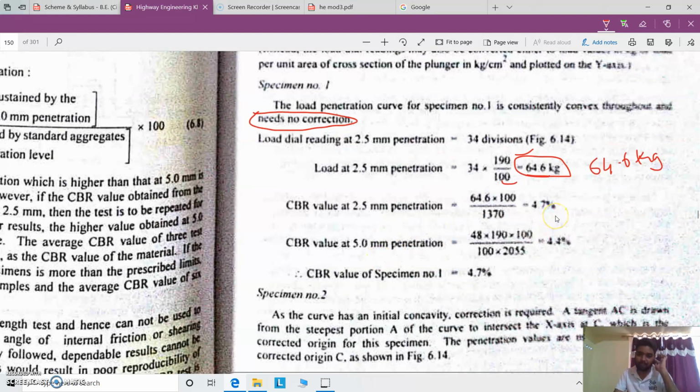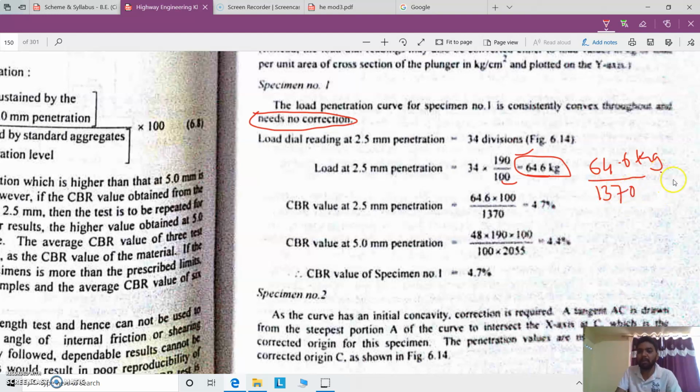Similarly, we need to check the CBR value. So CBR value is considered as the total load divided by the standard aggregate load at 2.5 mm penetration. The standard aggregate load is 1370 for 2.5 mm penetration, and that is given in percentage, so you multiply by 100 and you will end up with 4.7% CBR value for specimen 1 at 2.5 mm penetration. Similarly, we have to check for specimen 1 for 5 mm penetration.